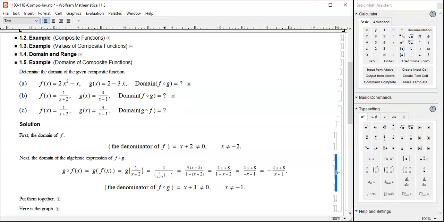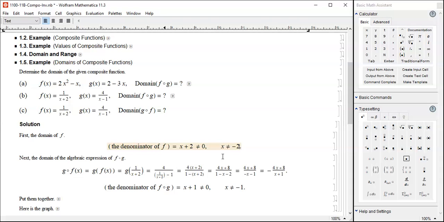And then let's work out the composite function. All right, composite function: g of f of x, so g of 1 over x plus 2, and simplify. Okay, we get that expression. Therefore, x is not equal to -1. Put them together. What do we have? I have to remove x equal to -1, but also I have to remove x equal to -2 as well.